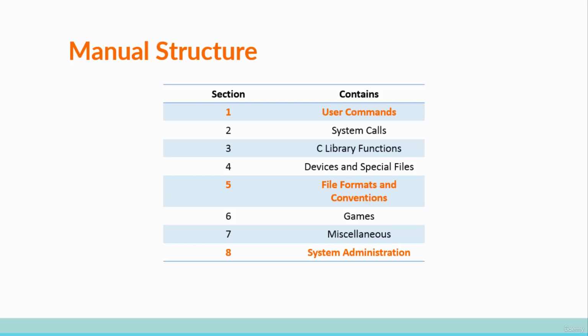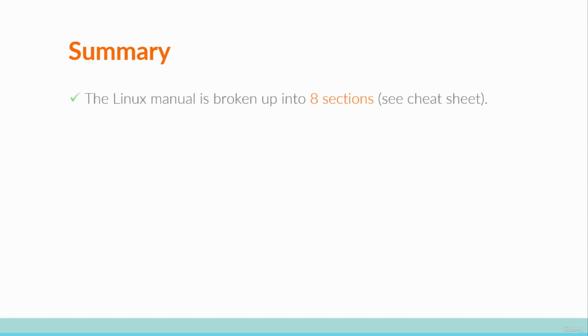So there we are. That's the structure of the manual. Let's take a quick summary of what we've seen here. We've seen the Linux manual is broken up into 8 sections, and more information about each of the sections is actually in the cheat sheet that you can find in the resources. But now that we've got an understanding of each of the sections and we see how the manual is structured, let's start actually using it.